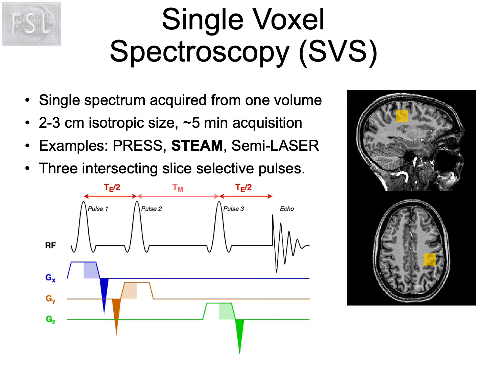The first is single voxel spectroscopy, abbreviated to SVS. As the name implies, the sequence generates a single spectrum arising from one volume of tissue in the subject. That volume is about 2 to 3 centimeters square and takes around 5 minutes to acquire enough temporal averages for sufficient SNR. There are several common sequences in use, namely PRESS, STEAM, and semi-LASER, and each of them works by combining 3 orthogonal slice-selective pulses to restrict signal to a cuboidal 3D volume. On this slide you can see a schematic of a STEAM sequence, and you'll meet this again in the practicals.